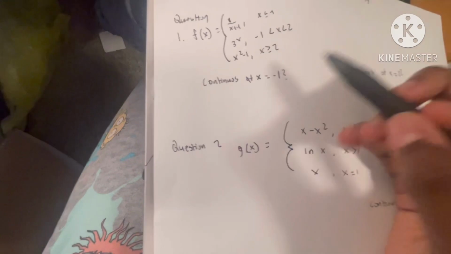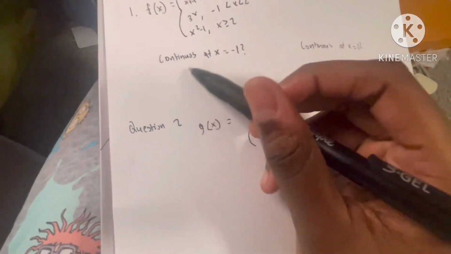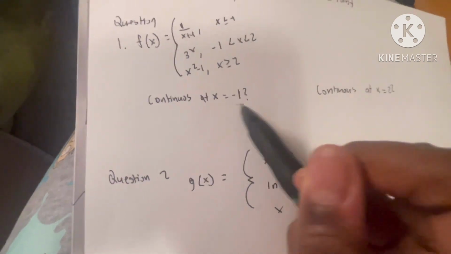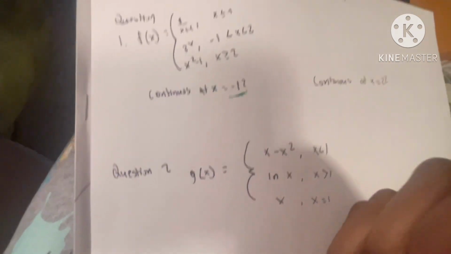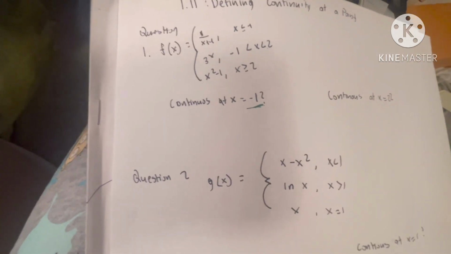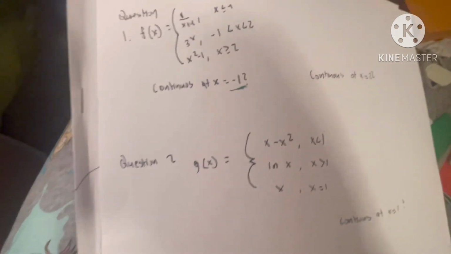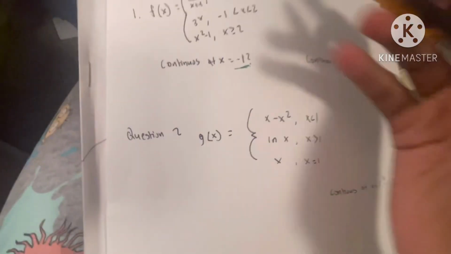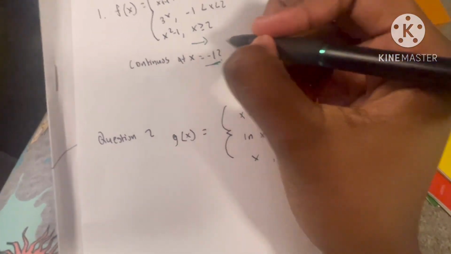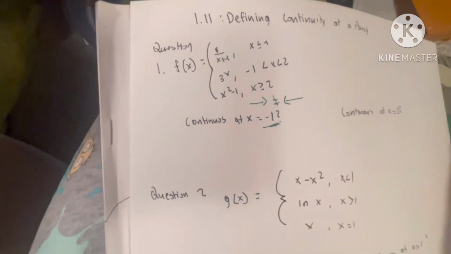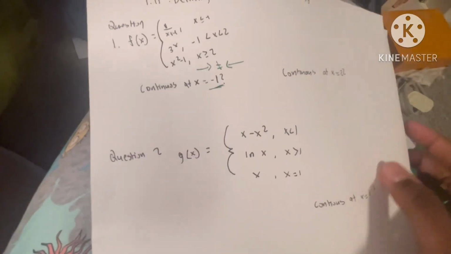So the first part of the question is, is it continuous at x equals -1 right here? Oh, I did not give myself enough room. But we got to see if it will be continuous at -1. That's meaning it's coming from the left and the right, and both of them equal. If they don't equal, then it's not continuous at that particular point.